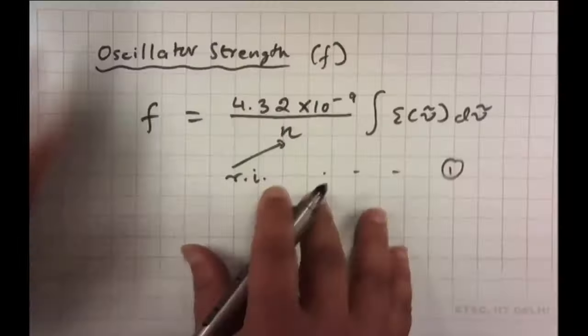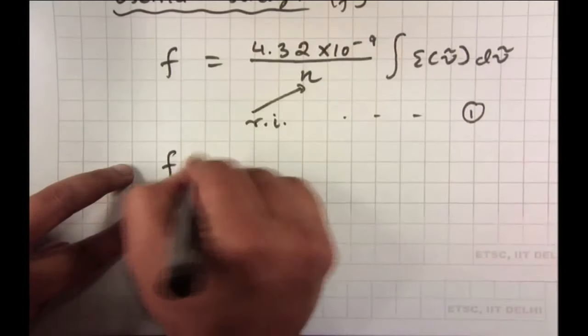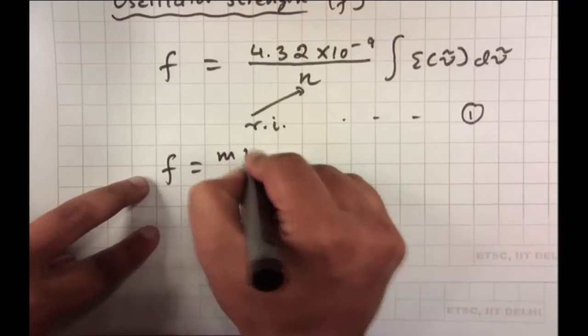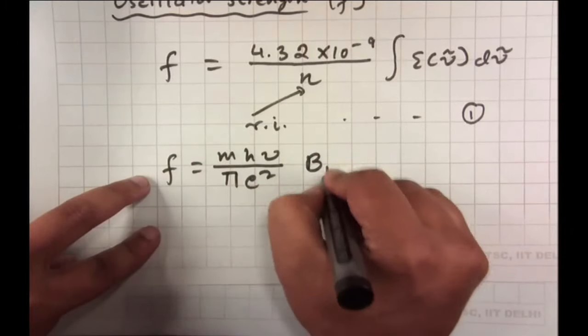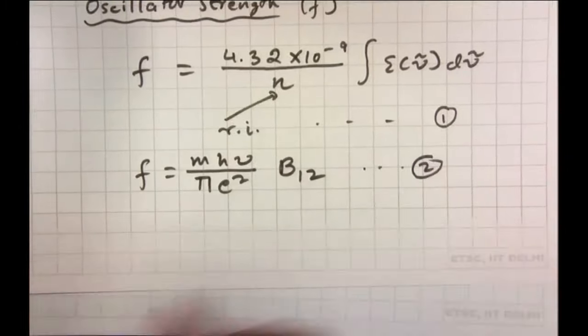Just for the sake of knowing it, F is related to, I will give you, m h nu over pi e squared times B12, where m is the mass of the electron, nu is the corresponding frequency, and e you know is the electronic charge. Do you remember what B12 is? Where did we encounter B12? Einstein's coefficient, right. This is the Einstein coefficient of absorption, B12. So this is what it should be related to, because you are talking about an absorption transition.